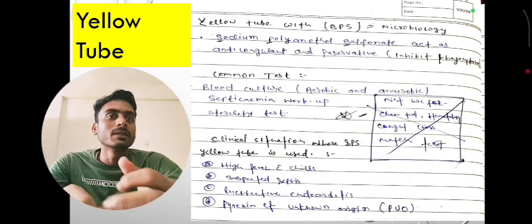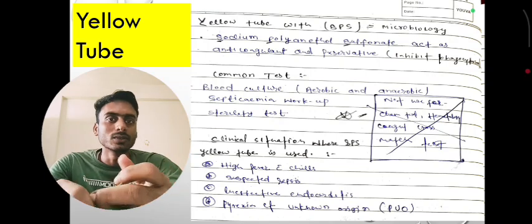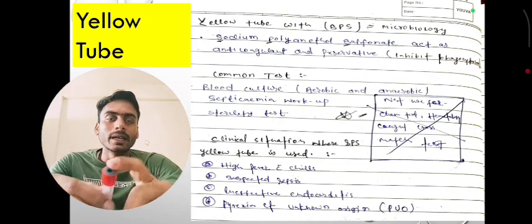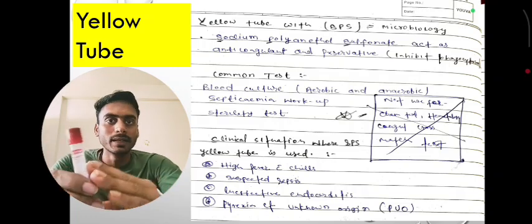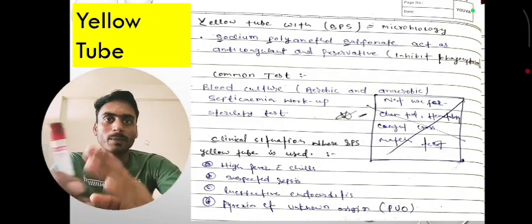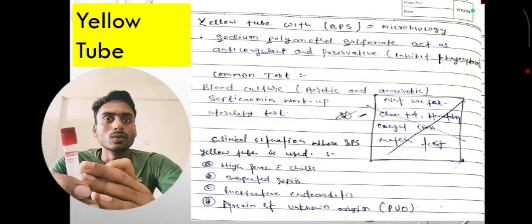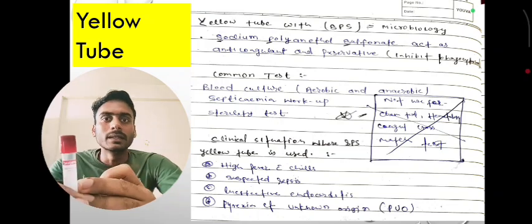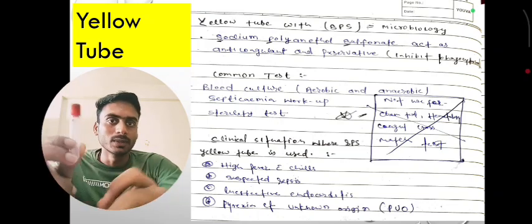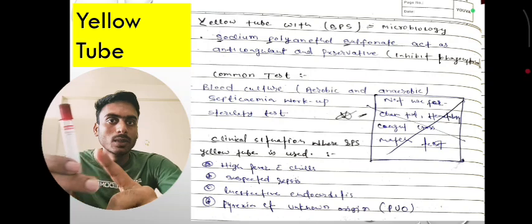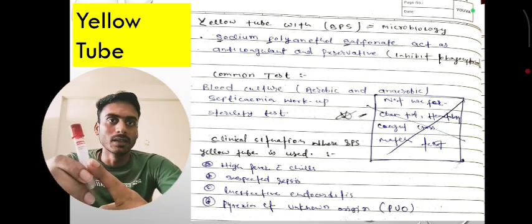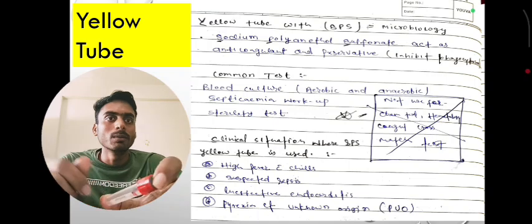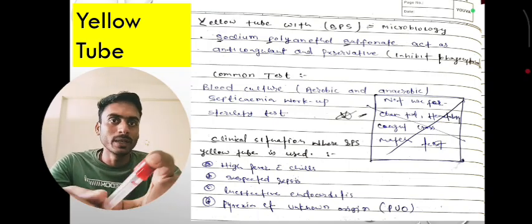Preservative means it inhibits phagocytosis, meaning the bacteria present in the blood are not destroyed, it just prevents that. So you can grow them in a culture medium and detect which kind of bacteria are present in the blood and how they grow. So you can know the mechanism of the bacteria. Common tests are blood culture, aerobic or anaerobic.